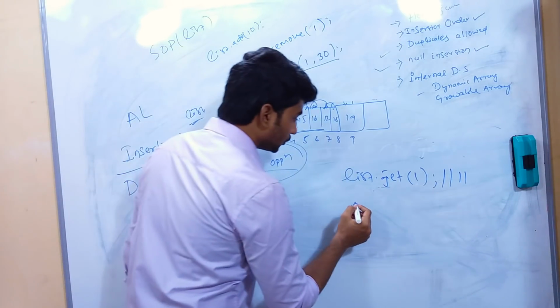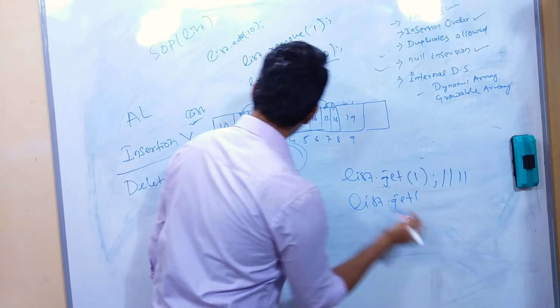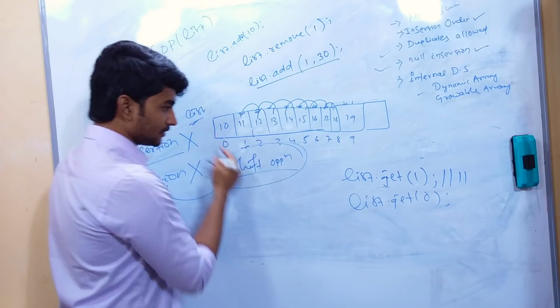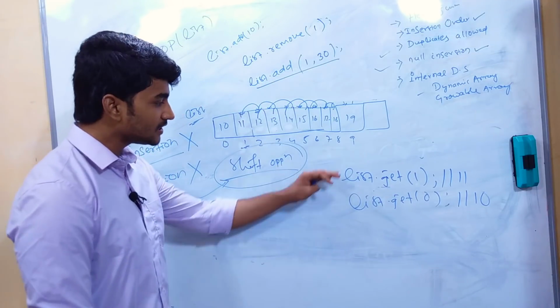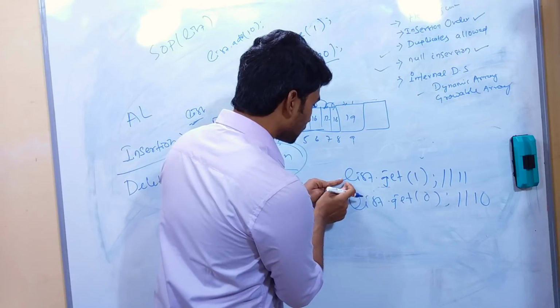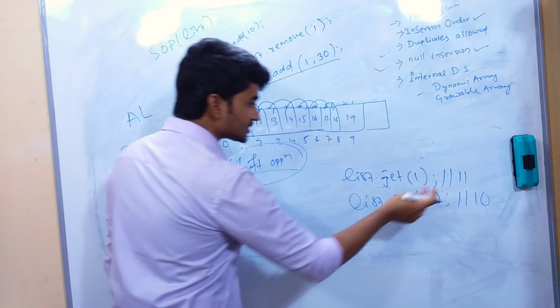If I do list dot get of 0, what is there inside the 0th bucket? 10. So 10 will be the output. So similarly, before I go further, let's say you're doing list.get and trying to retrieve the first index element. So this is giving you 11.